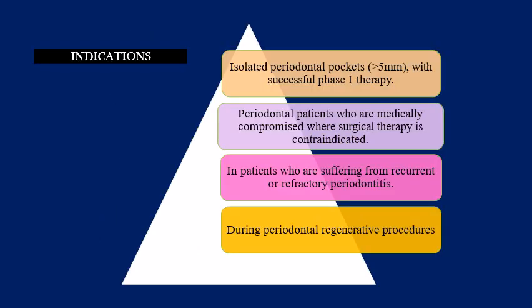The indications of local drug delivery include isolated periodontal pockets of greater than 5 mm with successful pre-surgical therapy, periodontal patients who are medically compromised where surgical therapy is contraindicated, patients who are suffering from recurrent or refractory periodontitis, and during periodontal regenerative procedures.